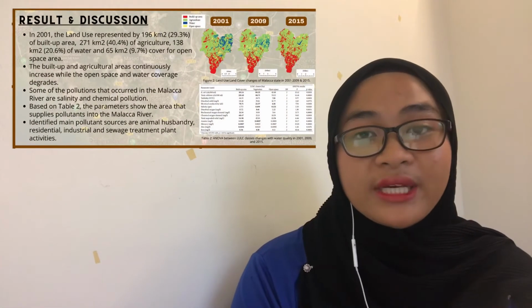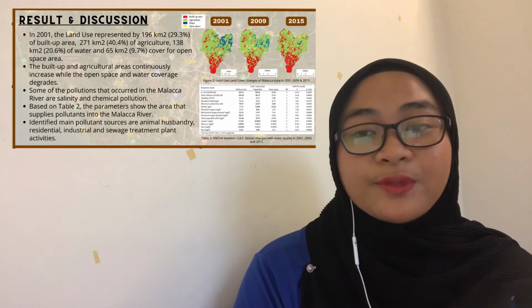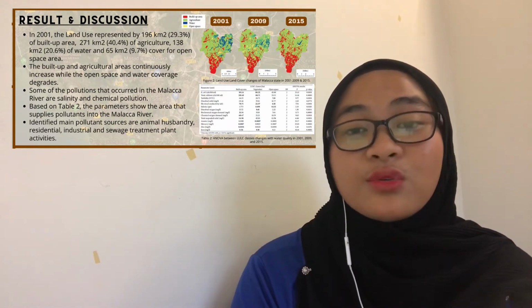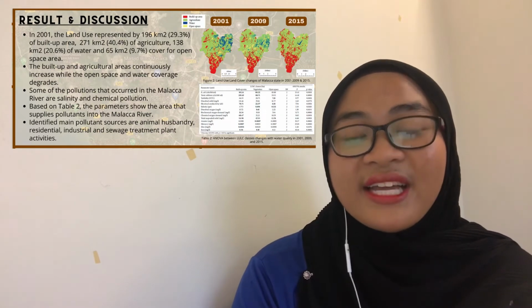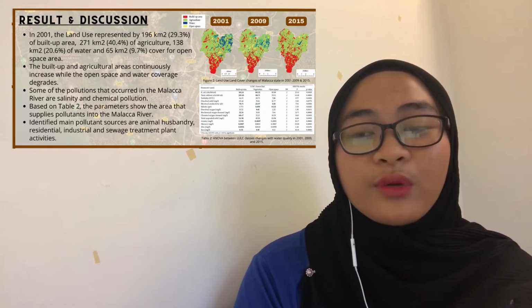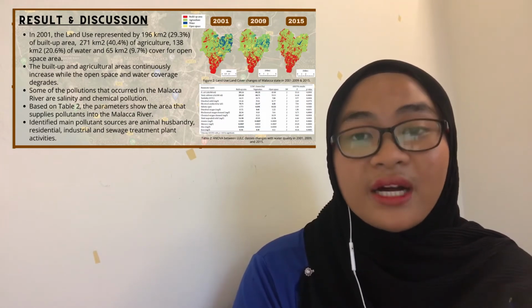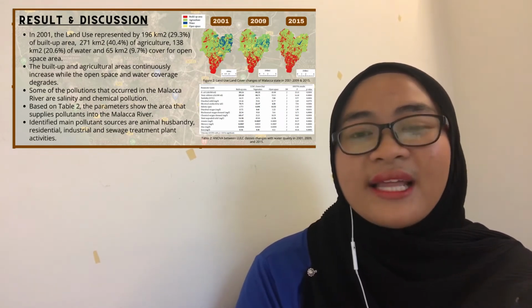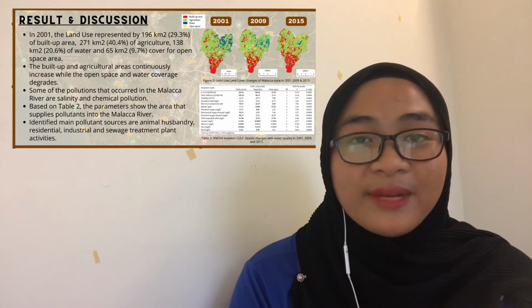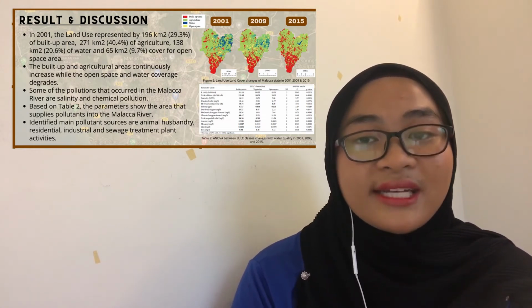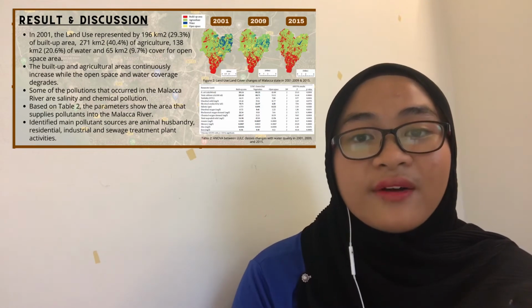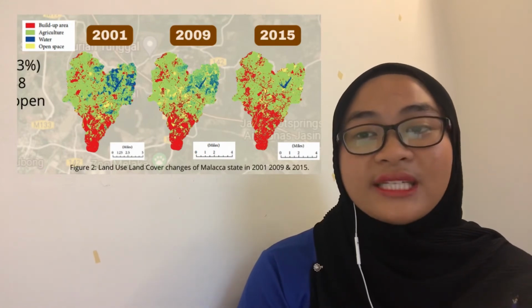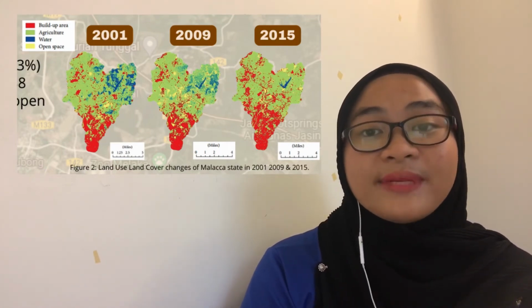So based on the data acquired in 2001, the land that has been used by humans covers 196 km square of built-up area, 271 km square of agriculture area, 138 km square of water coverage, and 65 km square of open space area. As time passed, in 2009 and 2015, there were some changes to the LULC of Melaka State, where the built-up and agriculture areas started to expand, while the open space and water coverage area decreased.